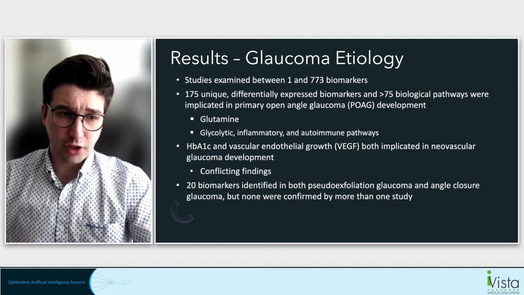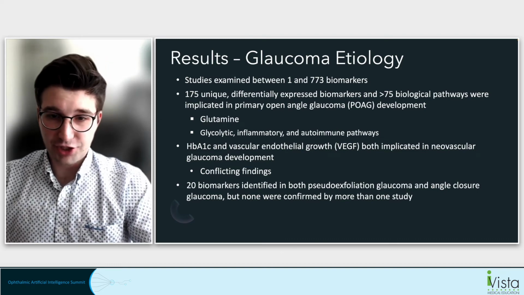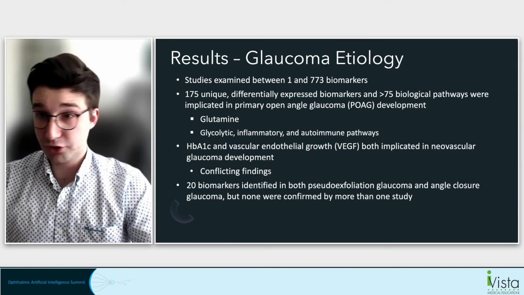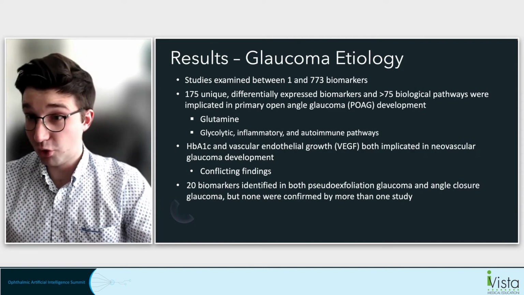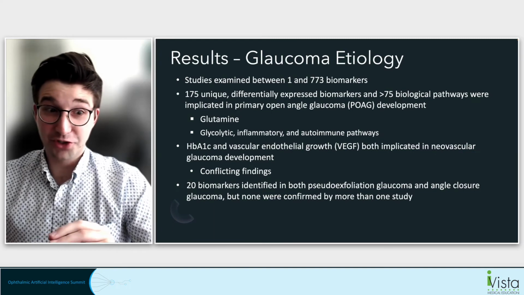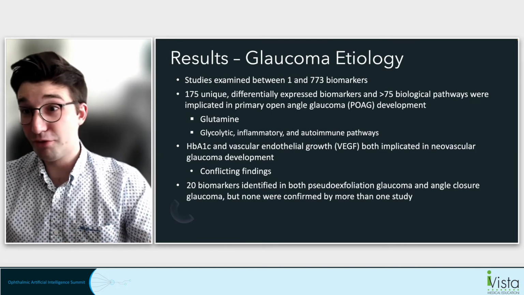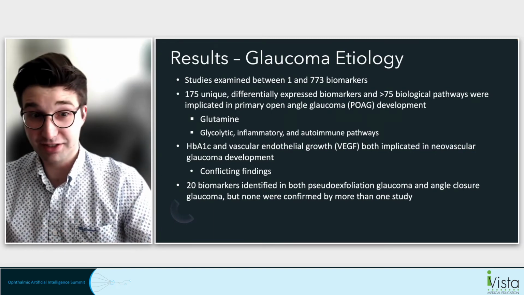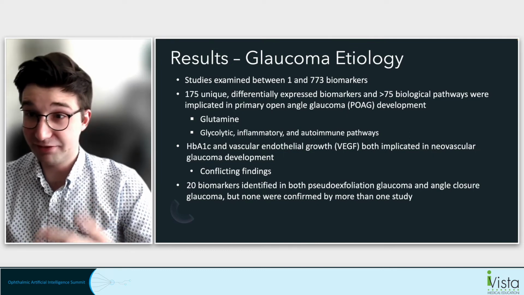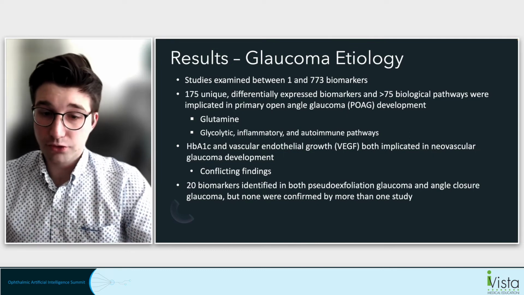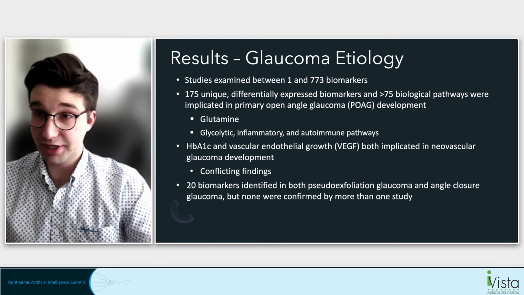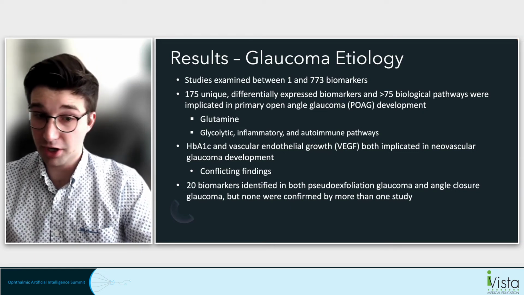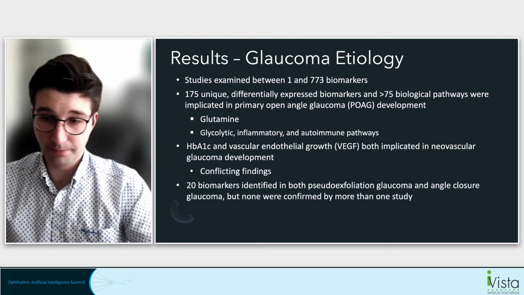In neovascular glaucoma, hemoglobin A1C and VEGF were both implicated in neovascular glaucoma development. These were both implicated by 4 papers, but there were significantly conflicting findings. Again, about 4 papers found each of these biomarkers to be insignificant. And then for both pseudoexfoliation glaucoma and angle closure glaucoma, 20 biomarkers were identified over a number of studies, but none of them were confirmed by more than 1 study.